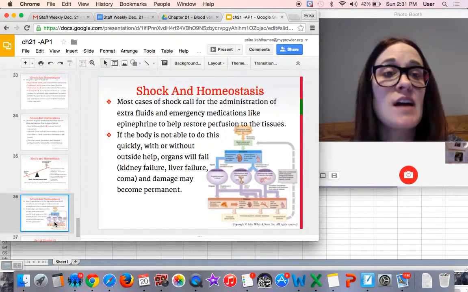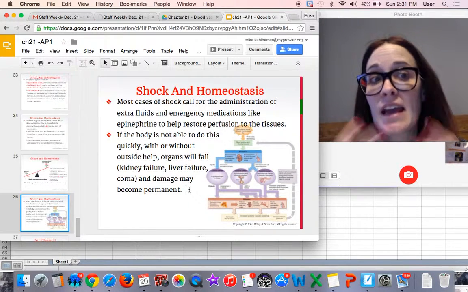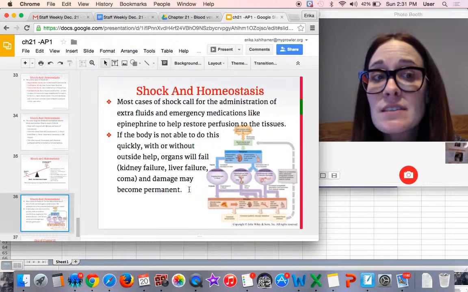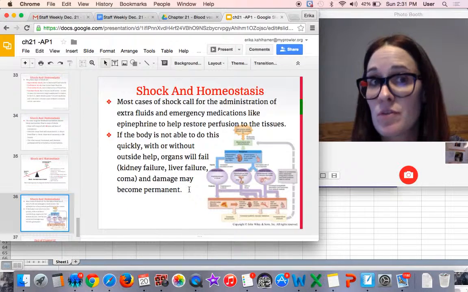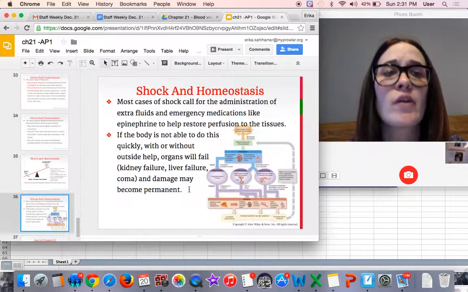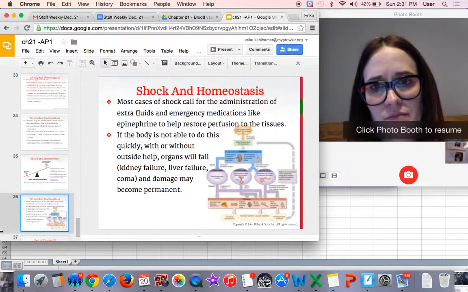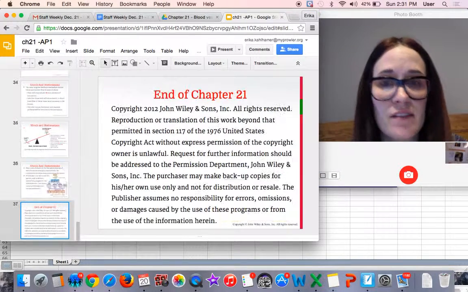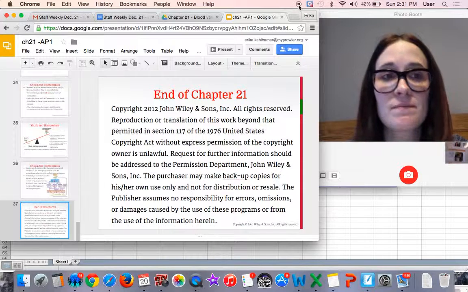But a lot of times your shock is so severe your body can't maintain homeostasis quickly enough, and if that doesn't happen, like in the case of an allergic reaction to peanuts, which is a pretty severe anaphylactic reaction, organs can fail very quickly. Kidneys, liver, coma, and the damage could be permanent. So shock should be taken very seriously. Okay, so that is the end of chapter 21, the blood vessels.